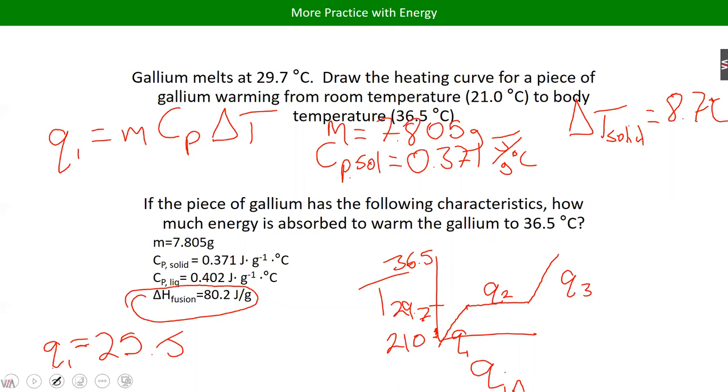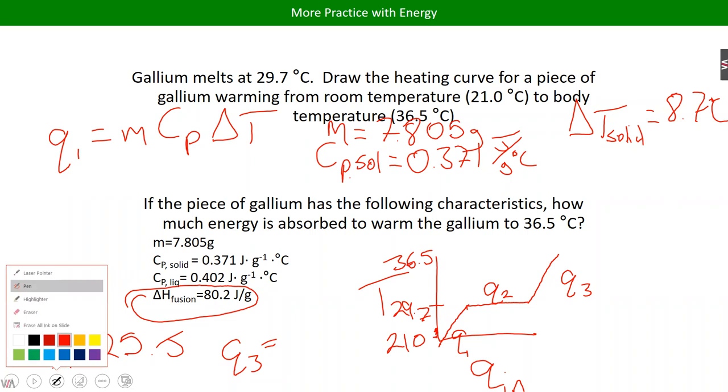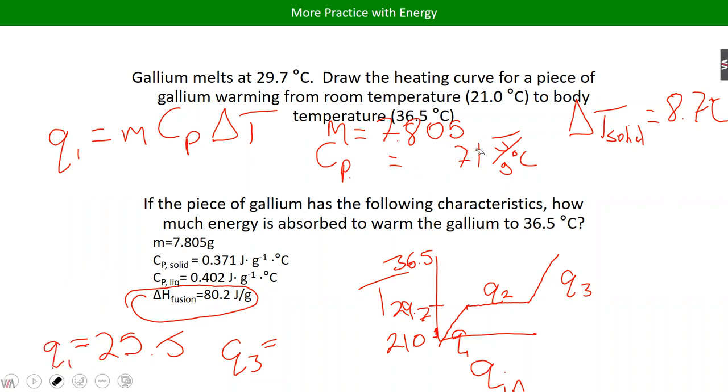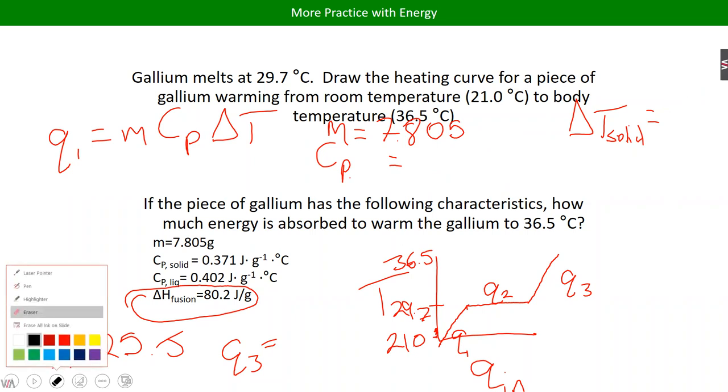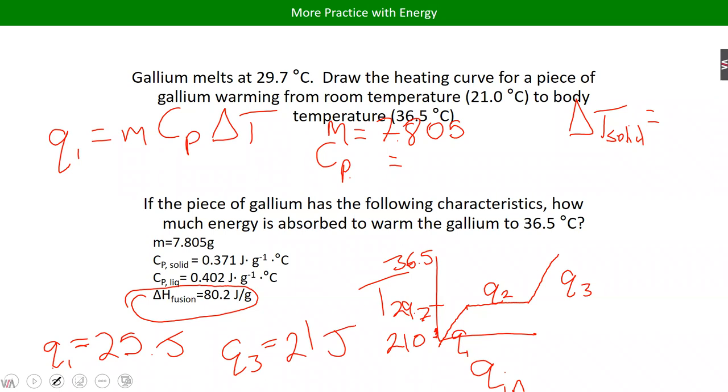Q3, sometimes it's helpful to just do all your temperature change ones at the same time because they're going to look so similar. You're using the same equation. The only thing that's different, well, I guess two things are different. Your specific heat is different once it's a liquid, and your delta T is different once it's a liquid, right? But you plug in some different numbers, do the exact same math though, and for Q3, we would get 3 since it's the same type of equation, or 21 joules. Good.